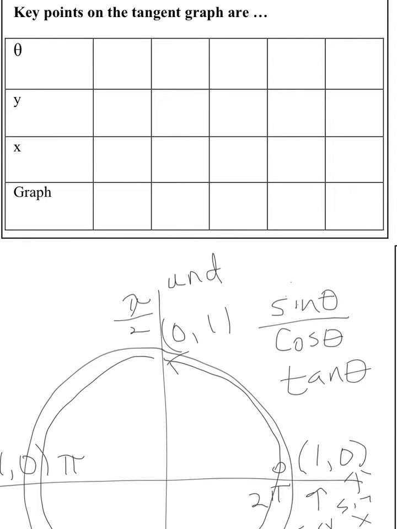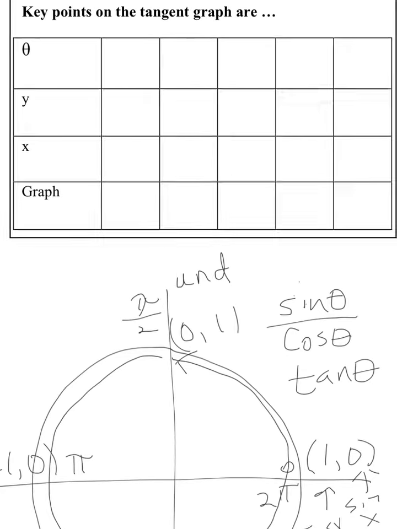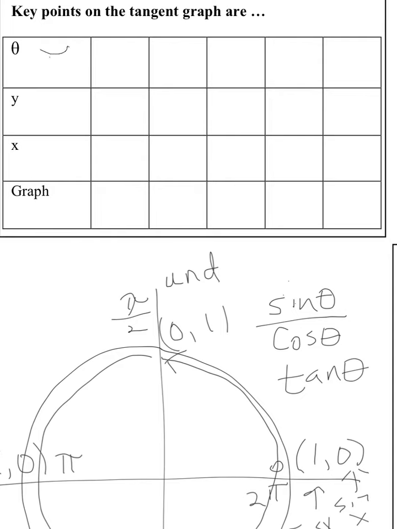Okay, so the period for the tangent graph is going to be pi instead of 2 pi. So since we can only go halfway around the circle before we are undefined for tangent, now our period for tangent is going to be pi. So we're going to graph our graph at 0, pi over 4, pi over 2, 3 pi over 4, and pi.